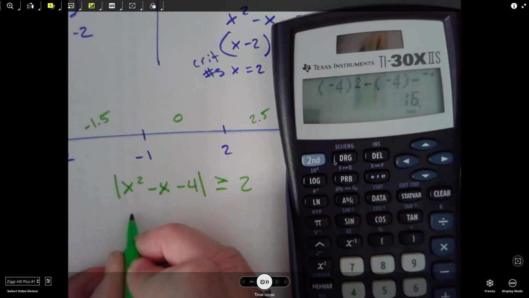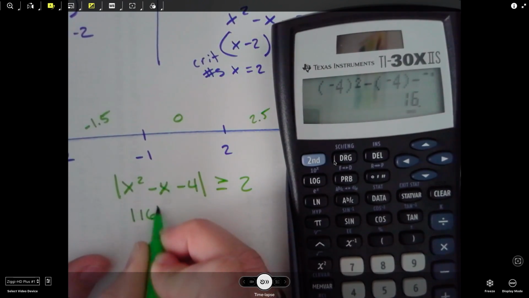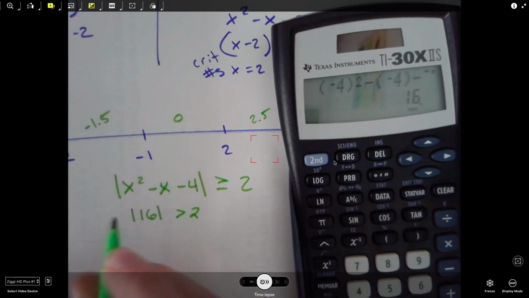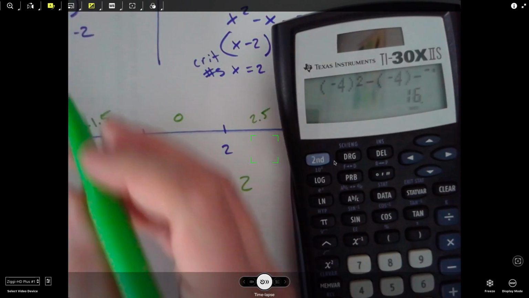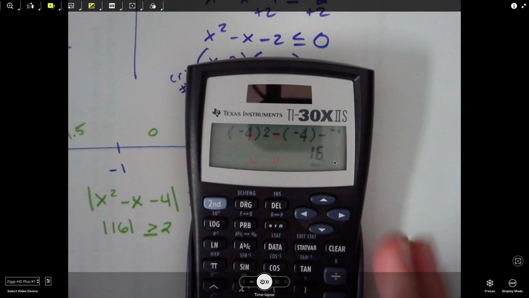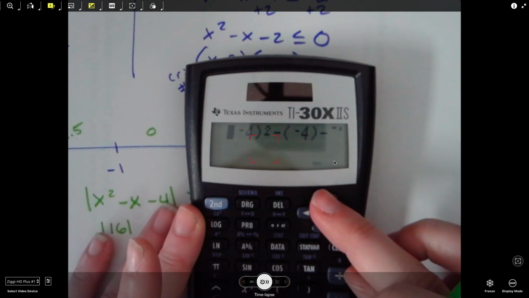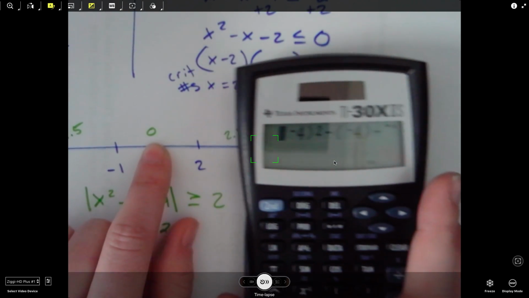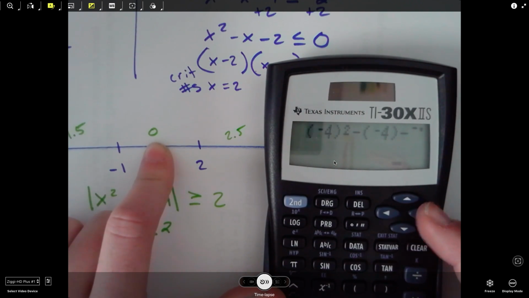So this one came up with the absolute value of 16 is greater than or equal to 2. Is that true? That is true, so this one works. So we're going to circle him. Okay? Now, I'm going to do 1.5. Actually, let's test 0 first. No, let's do -1.5. Whatever.